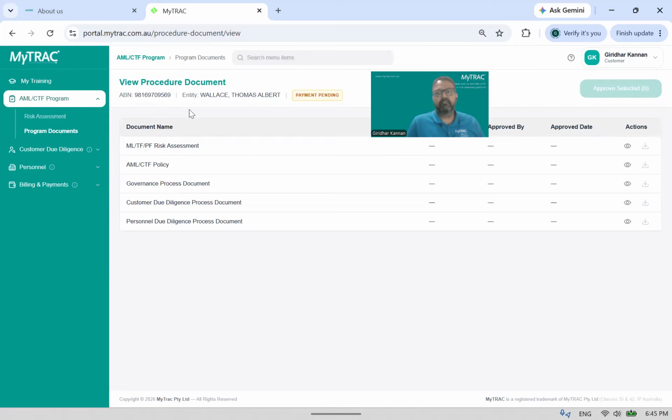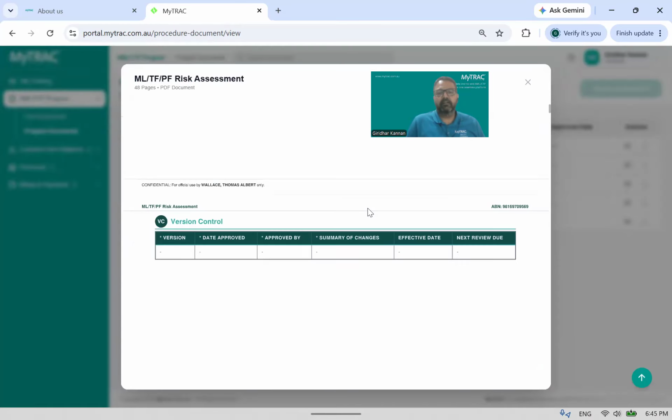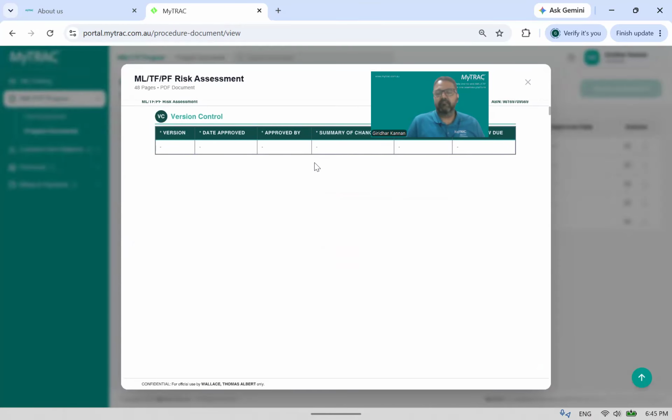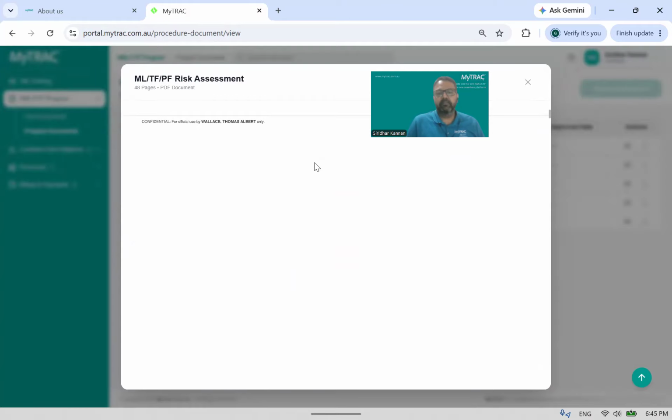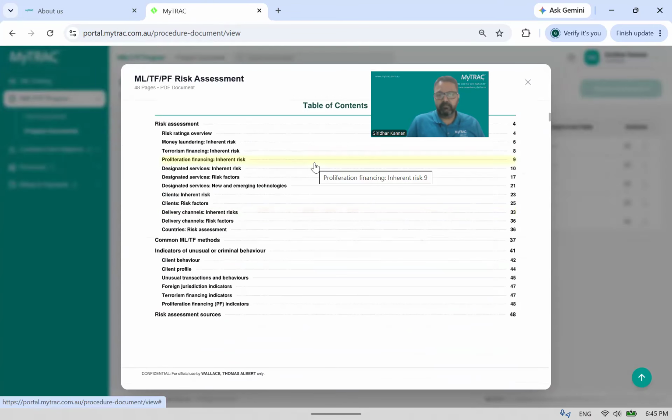Right? So you get your risk assessment, policy, and other things. In this example, because you've not paid, it is pending, but once you pay, you will be able to download and approve the documents. But what you can do is you can straight away view the documents. So I'm clicking on the risk assessment. And if you remember at the start, it'll have all the version control and everything. You can approve this later. So I get my risk assessment document, which is quite comprehensive.